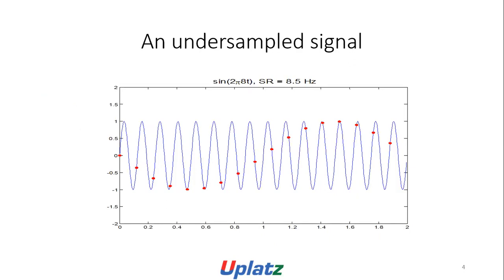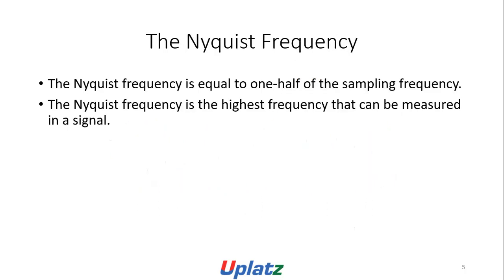and another signal, sine 2 pi 80, signal ratio 8.5 hertz. Nyquist frequency. The Nyquist frequency is equal to 1/2 of the sampling frequency. Nyquist frequency is the highest frequency that can be measured in a signal.